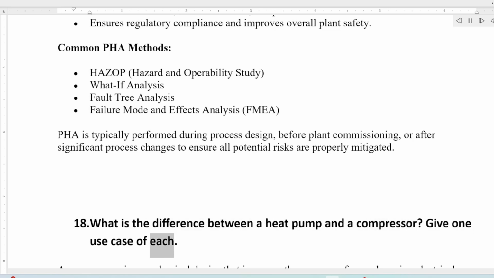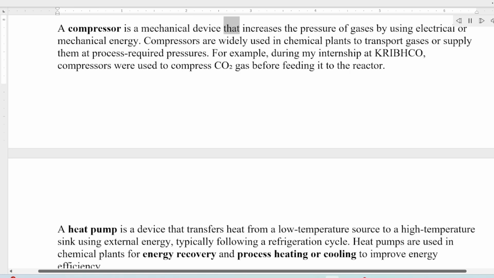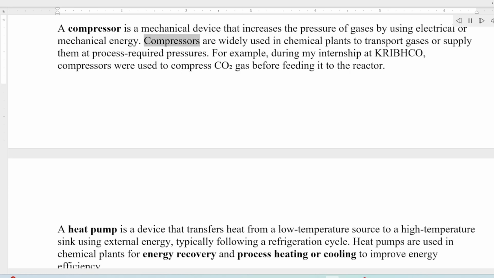What is the difference between a heat pump and a compressor? Give one use case of each. A compressor is a mechanical device that increases the pressure of gases by using electrical or mechanical energy. Compressors are widely used in chemical plants to transport gases or supply them at process-required pressures. For example, during my internship at Kribhco, compressors were used to compress CO2 gas before feeding it to the reactor.